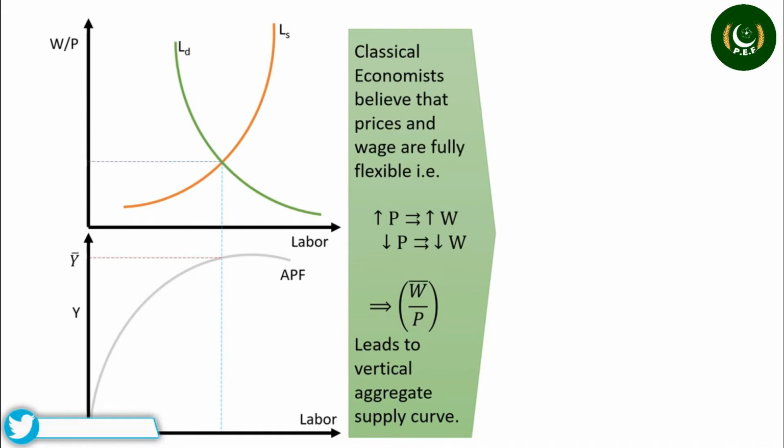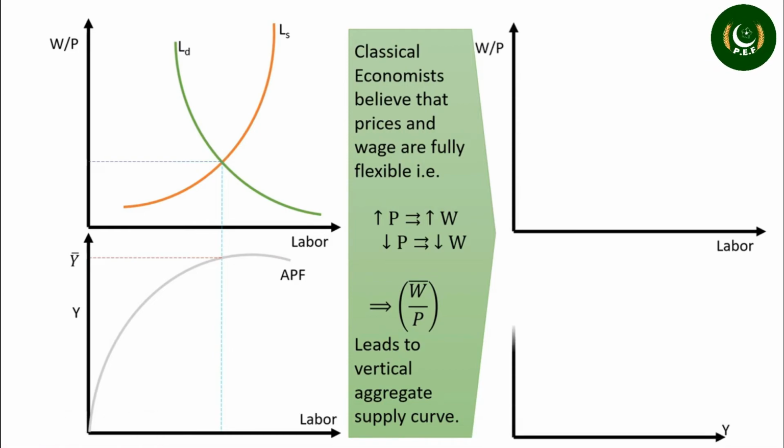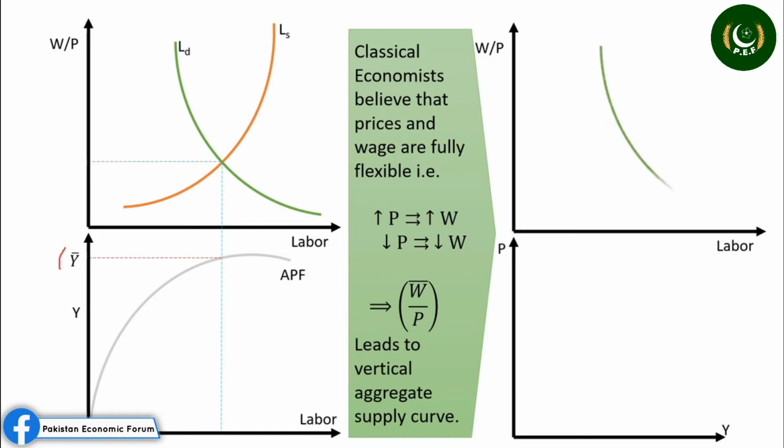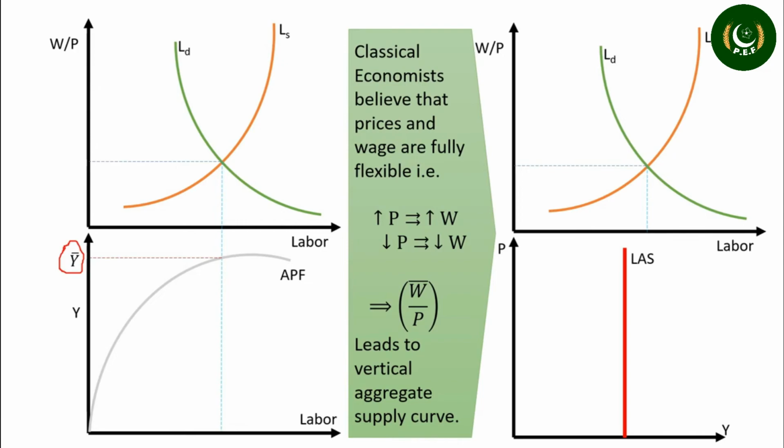Therefore, increasing or decreasing the prices will not affect the output level in the economy. And the level of output in the economy will always be at its full potential or full employment level, as shown by Y bar. This leads to a vertical aggregate supply curve.